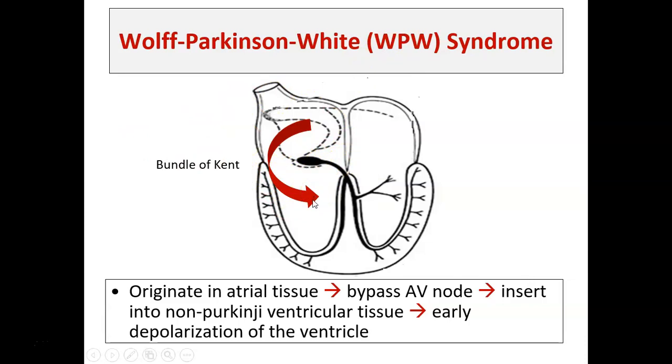As the impulse bypasses the AV node and goes through this bundle of Kent, it causes early depolarization of the ventricles, and once it reaches the ventricle, it does not go through the Purkinje system. It starts its contraction through the myocardial cells. That's why the complexes might be wide.